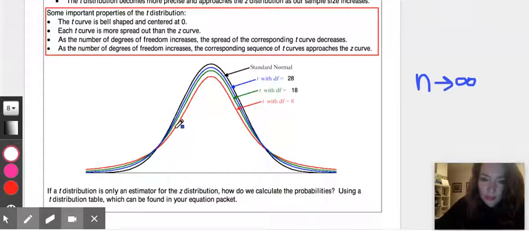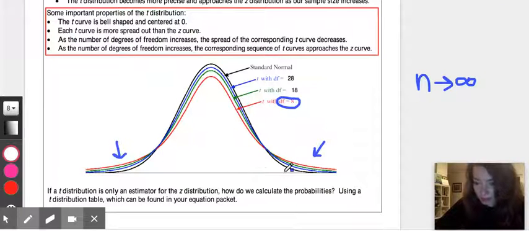So if we look at the red one, the red curve right here, you could see that it has a degree of freedom of 8. And if you look at the tails on the ends here, the tails are a lot fatter than the tails of a normal curve. So right here, this is the tail. And so we have a lot bigger area under the tail when we're looking at a T model. So the larger though your sample size, you are going to approach a standard normal curve.